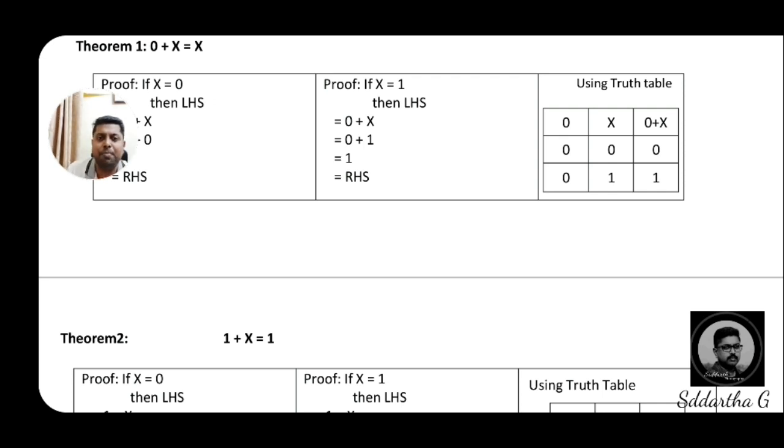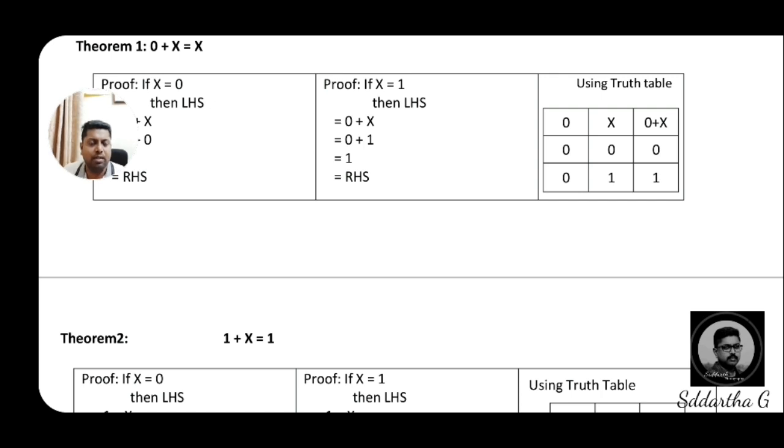For the same theorem, 0 plus x is equals to x, we have a chance to show by a different method. That method is what we call the truth table method. Observe the particular table on the right side. Here we are showing the same theorem. I am writing 0 and x as the inputs, and the expression is 0 plus x, that must be equals to x. So now we will consider sometimes x equals 0 and sometimes x is equals to 1 with the help of the truth table.